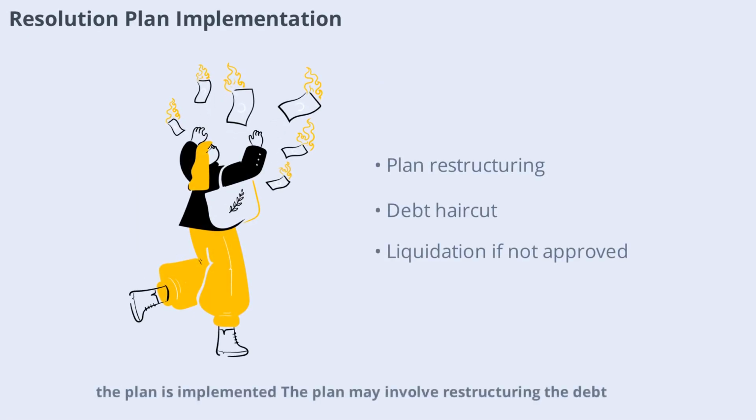The COC approves a resolution plan with the required majority. The plan is implemented. The plan may involve restructuring the debt, changing repayment schedules, or inviting bids to sell the firm. Creditors often accept a reduction in debt known as a haircut. The goal is to revive the corporate debtor and maximize value for all stakeholders. If no plan is approved within the stipulated time, the process moves to liquidation. This step ensures that the interests of creditors are protected and the debtor's assets are managed efficiently.